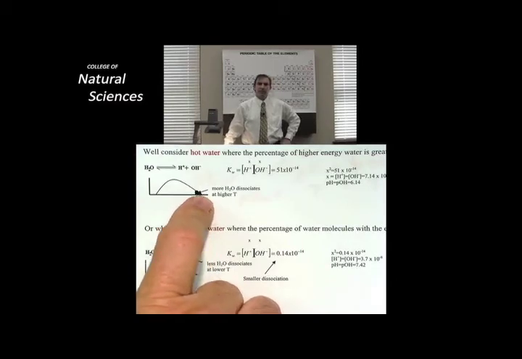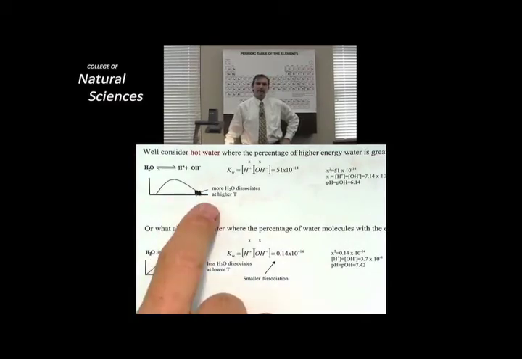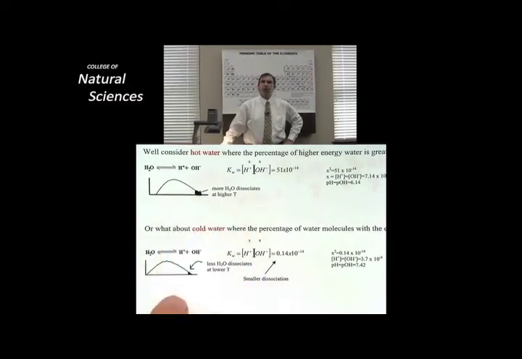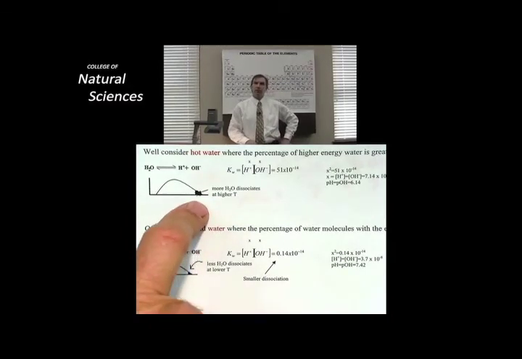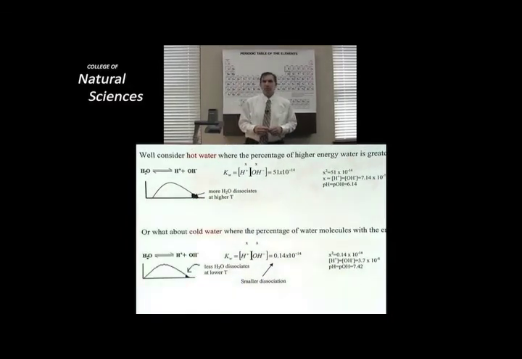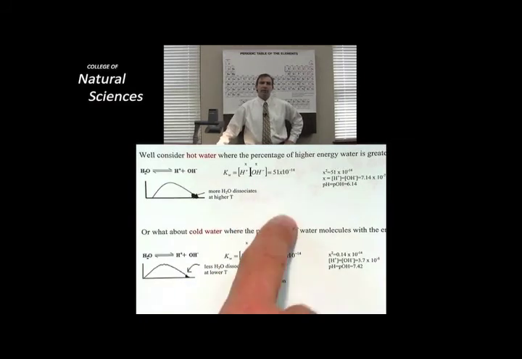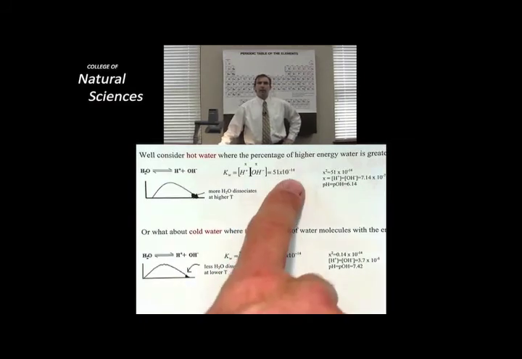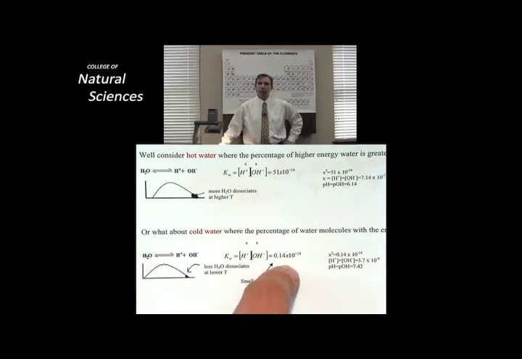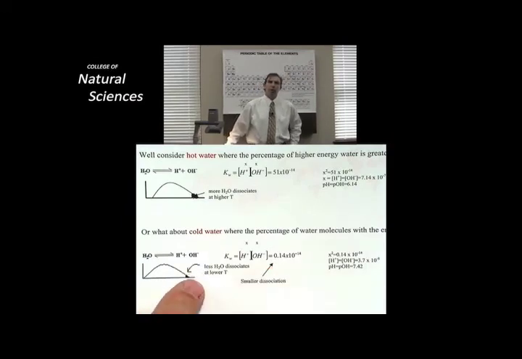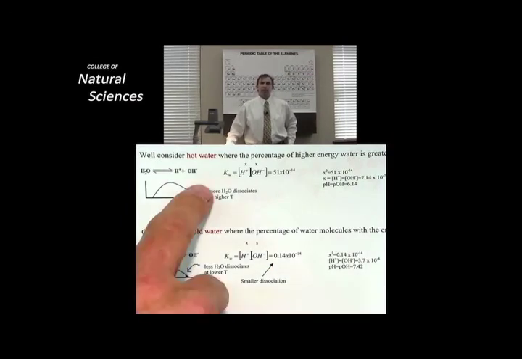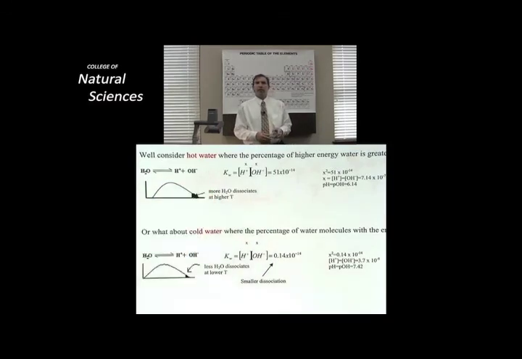So this is a very simple way of explaining how, as I put more energy into a system, I tend to favor the reaction moving to the right to promote more dissociation. And that's why I see this literally near 3 orders of magnitude difference in the amount of dissociation that occurs, 1.5 orders of magnitude in actual concentration, as I go from having a cup of cold water to a cup of hot water in terms of how much proton and hydroxide is being formed.